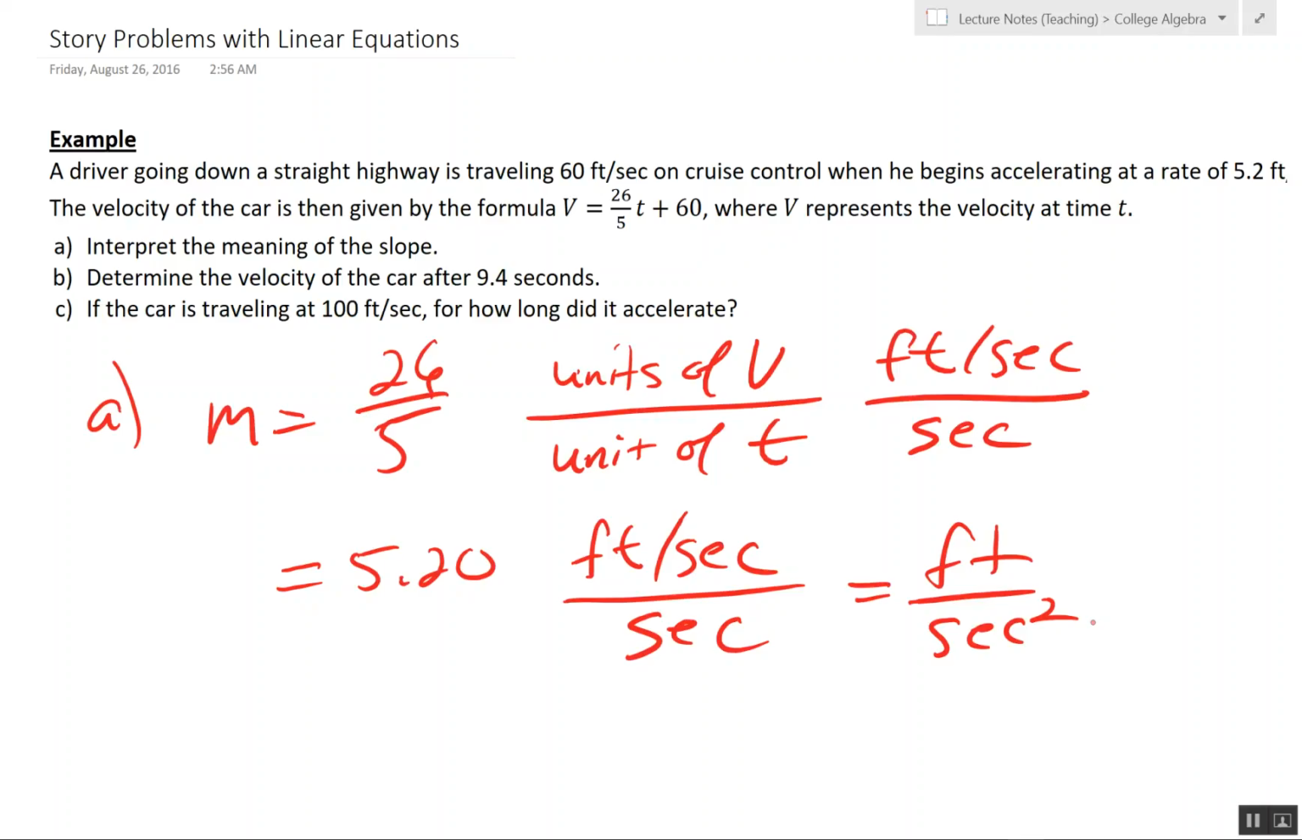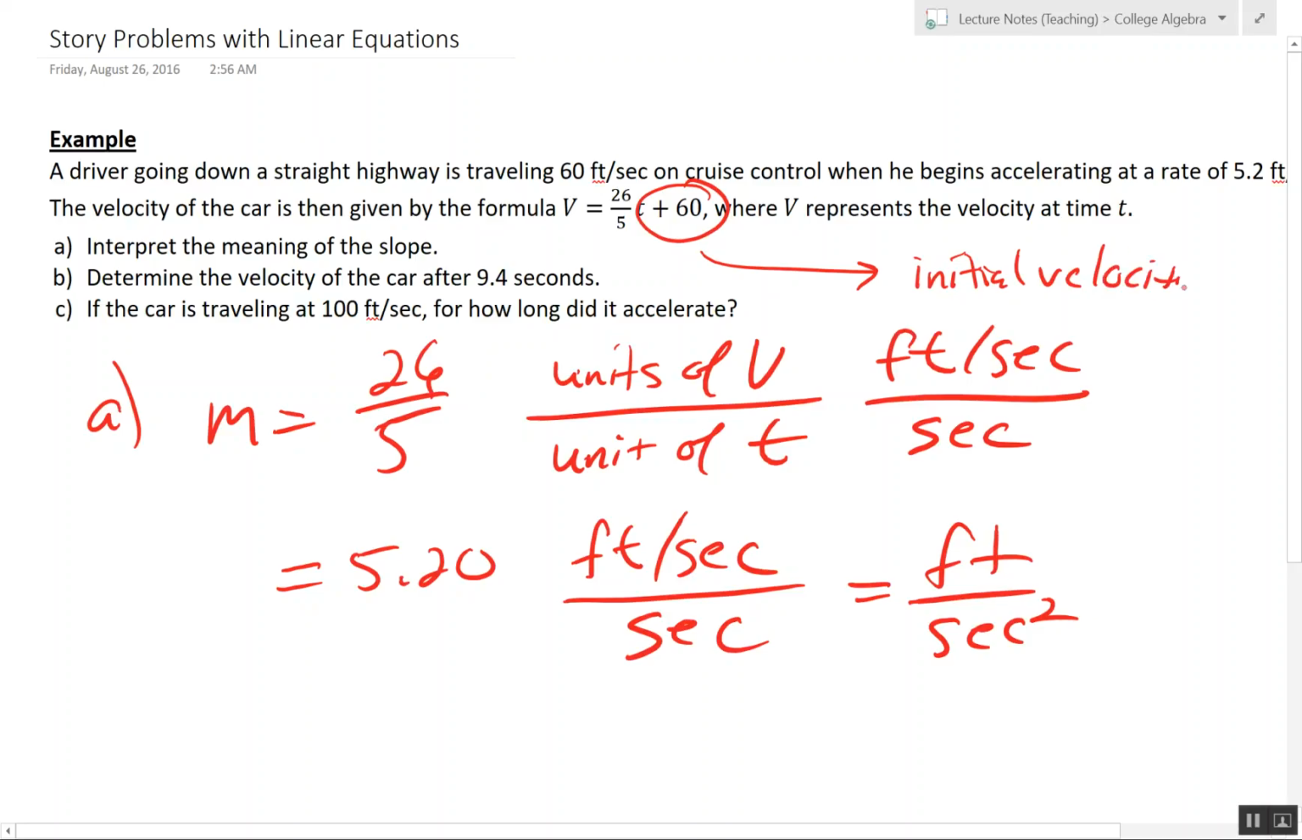And then one other thing to note is that when t equals 0, we were starting at an initial velocity of 60 feet per second. So that's another thing you can look out for here too.